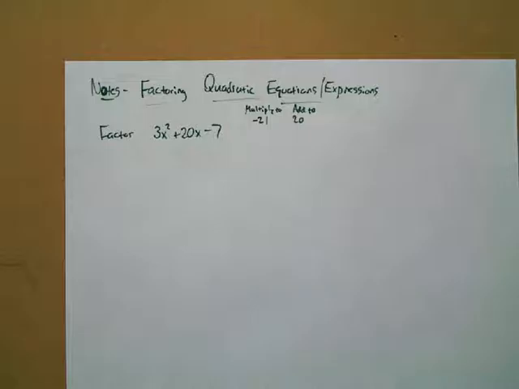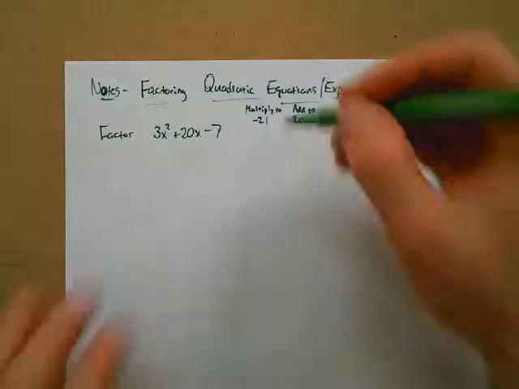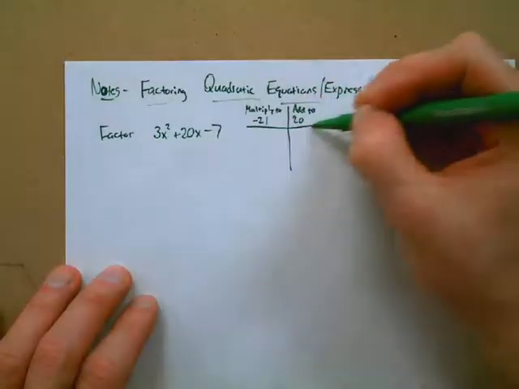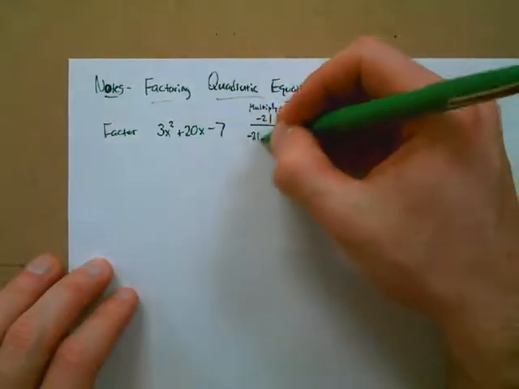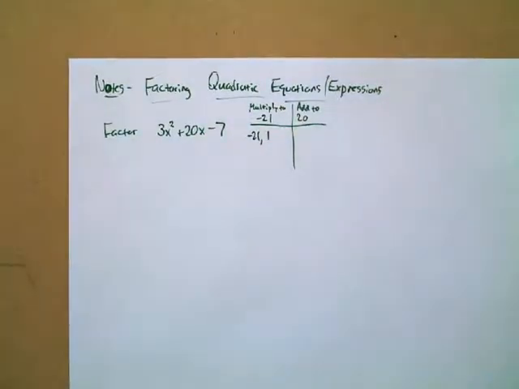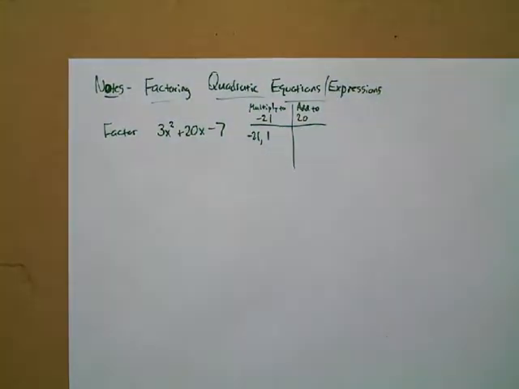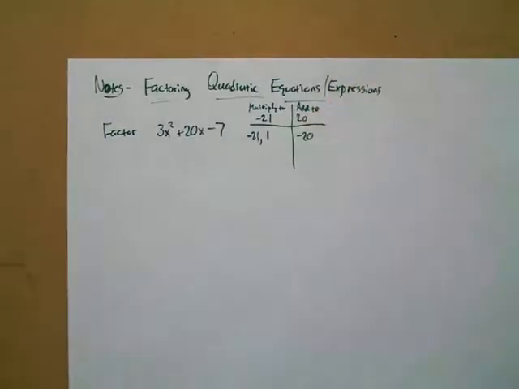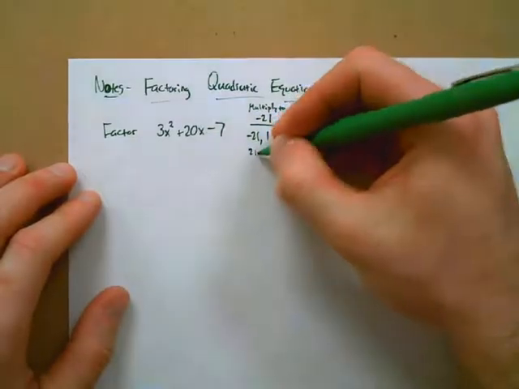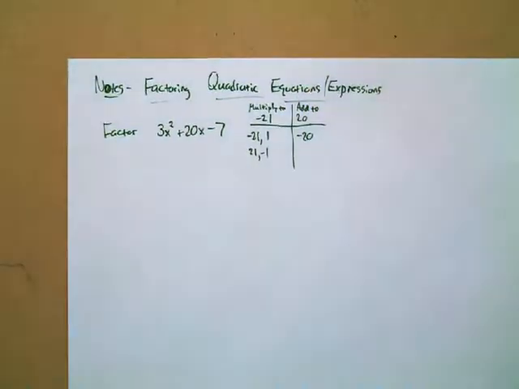Two numbers that multiply to make... yep. -21 and 1? Okay, so those do multiply to make -21. -21 plus 1 is going to give us -20. We need +20. So you're really close. 21 and -1. There you go. That's right. Okay, and that gives us that +20 that we wanted.